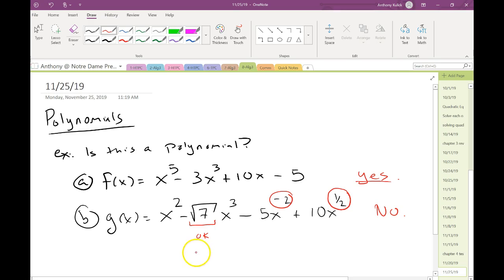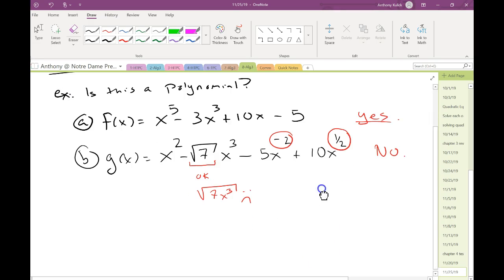Now, what wouldn't be okay is if it was this, and the square root was around the variable also. This is not okay. But you can have a square root around a coefficient. That's all right. Just can't extend over the variable. Cool? We remember what a polynomial is? Yeah. Okay.